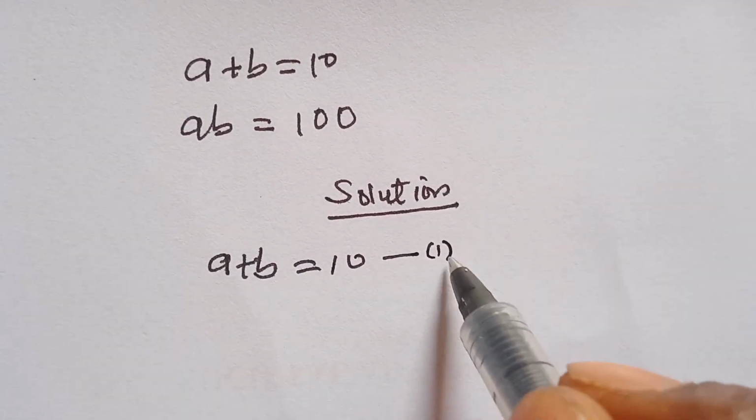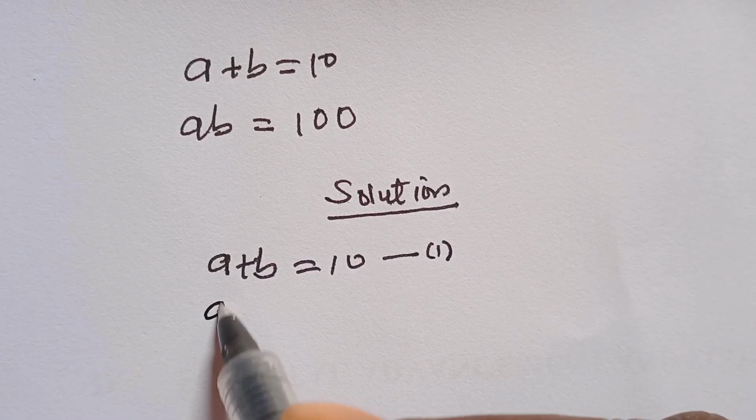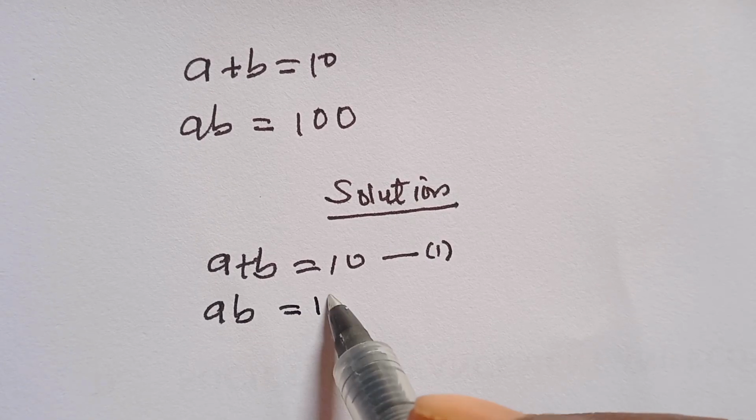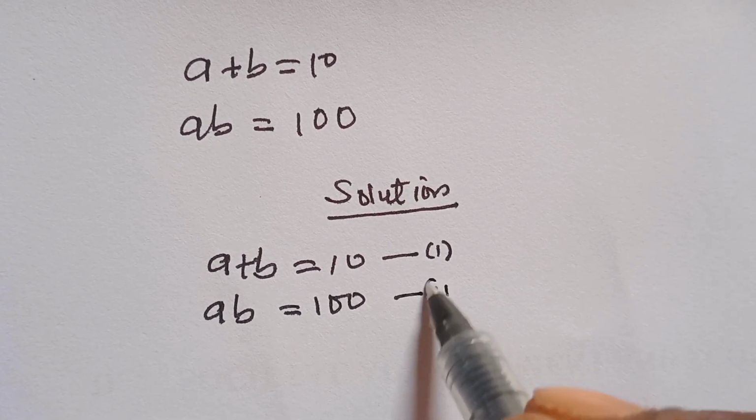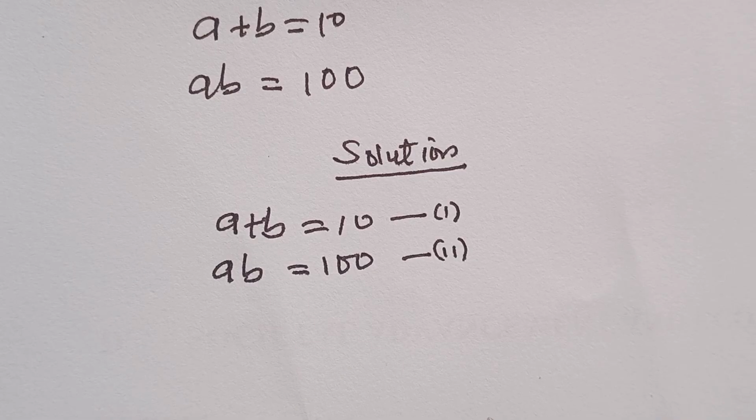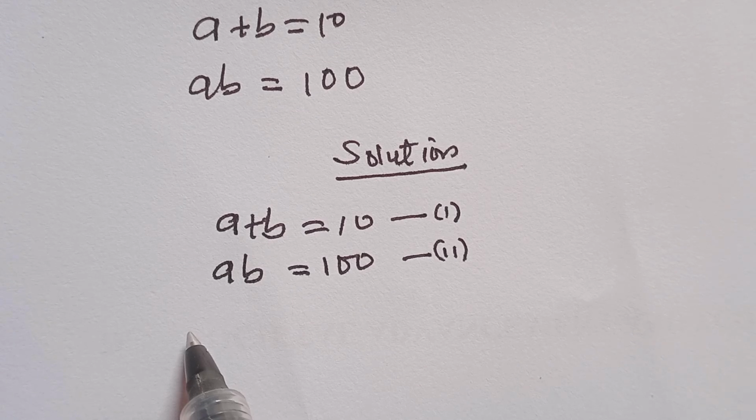I represented this as equation 1. ab equal to 100, I represented it as equation 2. Now, having equations 1 and 2, as I said earlier, a plus b equal to 10 is equation 1, and ab equal to 100 is equation 2.